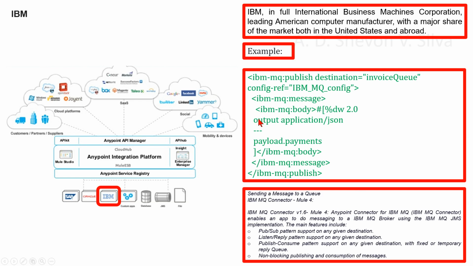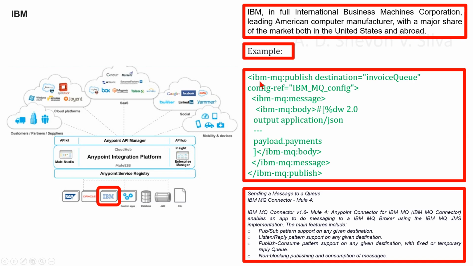As an example, we can consider this one to publish messages. Here, sending a message to a queue. Here the IBM MQ connector Mule 4. The IBM MQ connector version 1.6 Mule 4, endpoint connector for IBM MQ. IBM MQ connector enables an app to do messaging to an IBM MQ broker using IBM MQ JMS implementation.